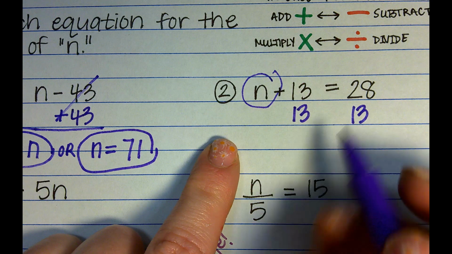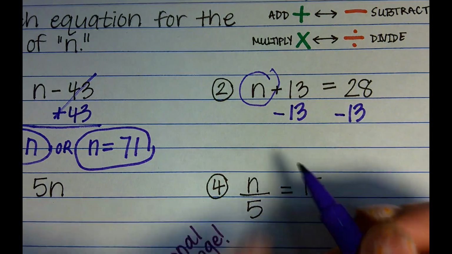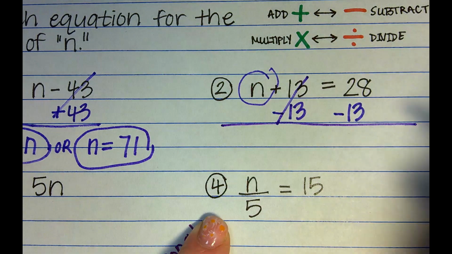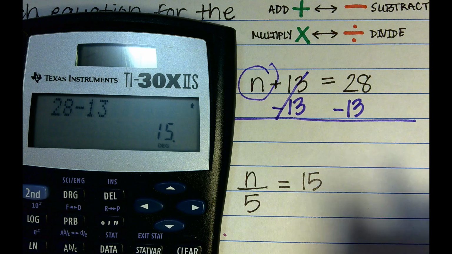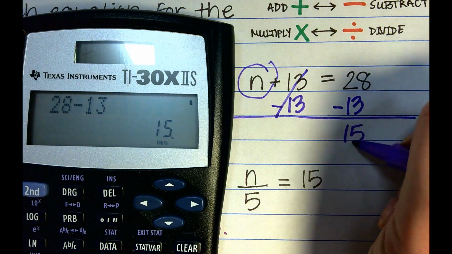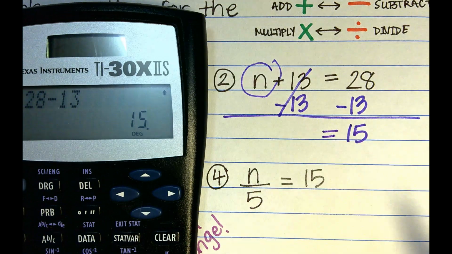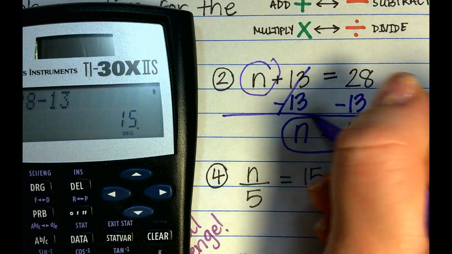Now we're subtracting. Yes, now we're subtracting. Good. So what happens with my 13s? They cancel. I'll draw a line. Yes, and then 28 minus 13 is 15. Very nice. So I'm going to bring down 15. I have an equal sign and n. N equals 15.